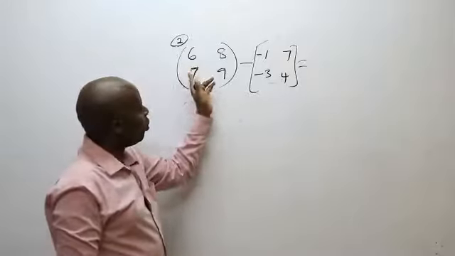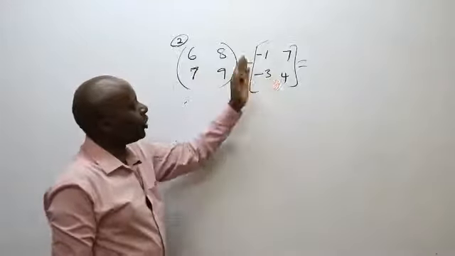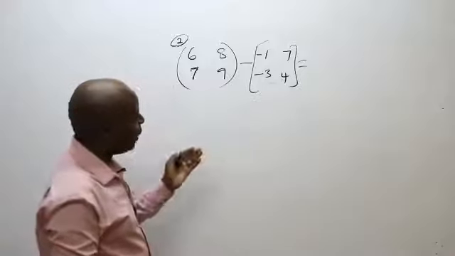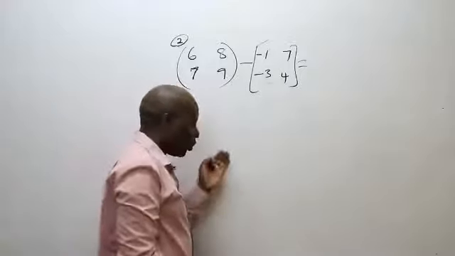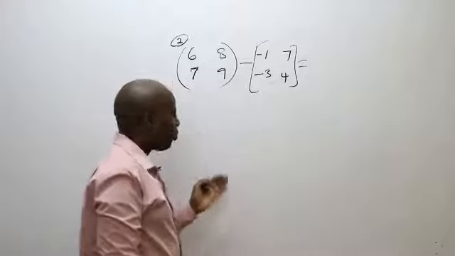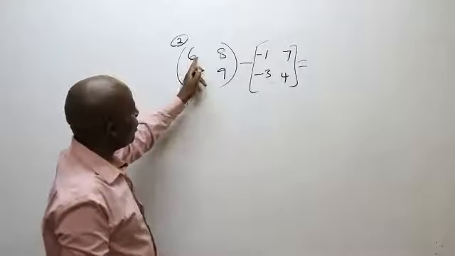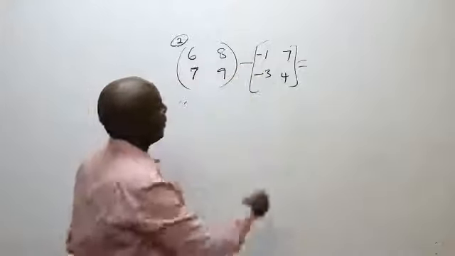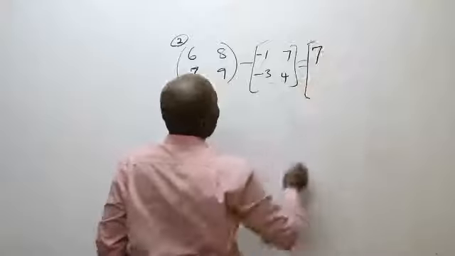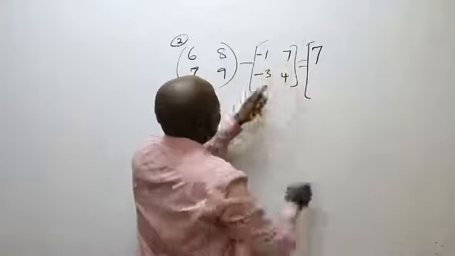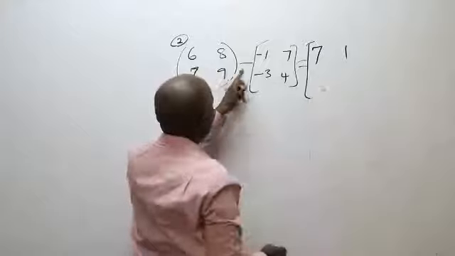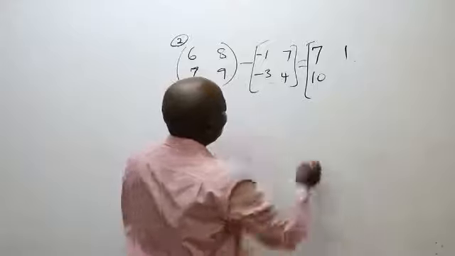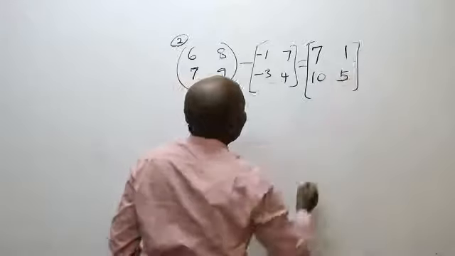We have 2 rows, 2 columns. So you can see that these 2 matrices are of the same size. And just like we did for addition, for subtraction, we will also subtract corresponding elements. So we have 6 minus 1, that gives us 7. We have 8 minus 7, that gives us 1. We have 7 minus 3, that gives us 4. We have 9 minus 4, which gives us 5. And that is it.